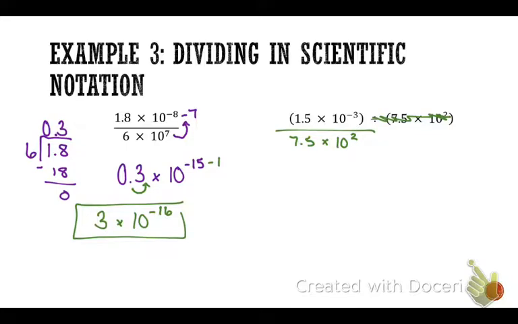Which number goes on the inside of the division? Which number? No, which number goes on the inside? The top number, the first number. 1.5 goes on the inside. 7.5 goes on the outside.